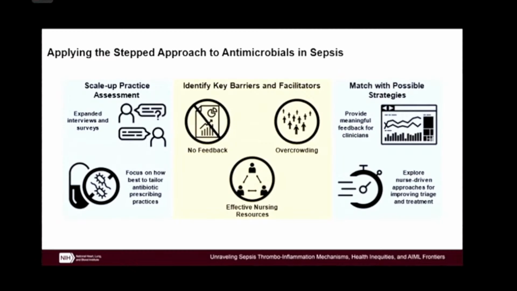And so just a few of the possible barriers and facilitators we came up with in early pilot work are a potential lack of feedback, some emergency department specific issues like overcrowding, as well as workforce related issues, or maybe more accurately workflow related issues, and the ways that we can leverage effective nursing resources to improve antibiotic use. And so on the right hand side, this is where we match these ideas with some possible strategies, potentially the most important one being on top, which is thinking through creative ways to deliver feedback in a way that's meaningful to clinicians. Next slide, please.